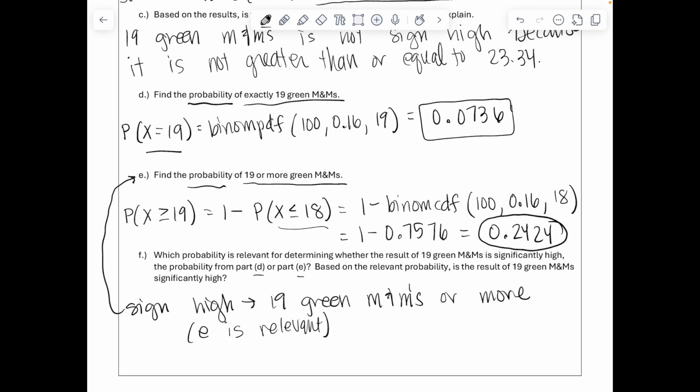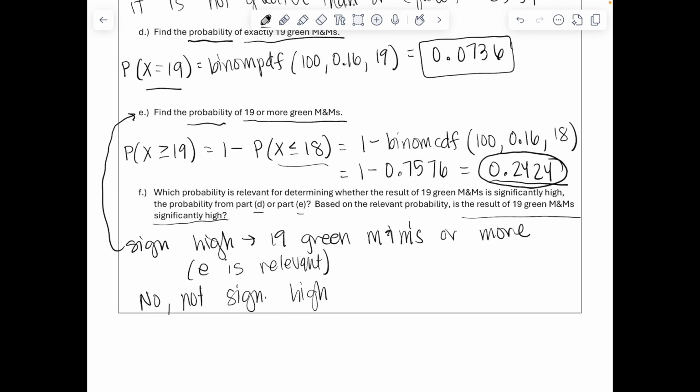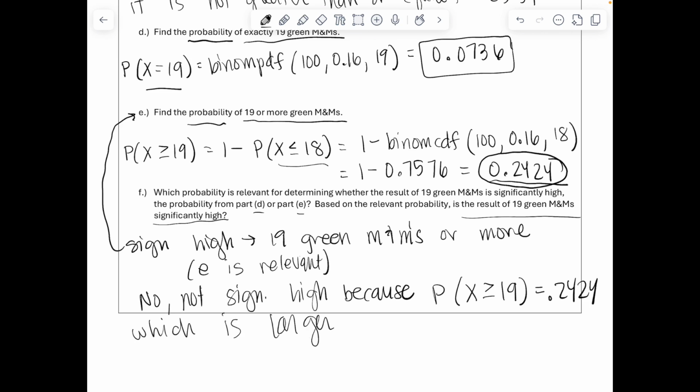And then it's also asking, is the result of 19 green M&Ms significantly high? So this is not significantly high because our probability that x is greater than or equal to 19 is equal to 0.2424, which is larger than 0.05.